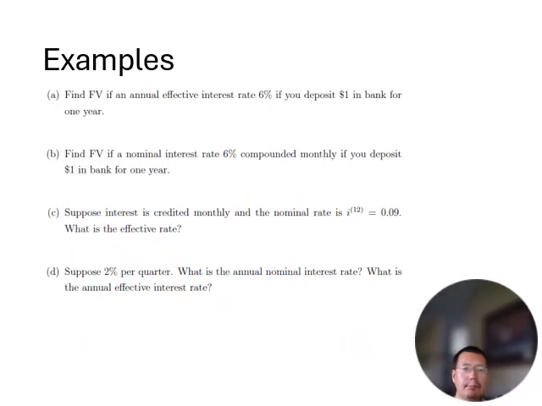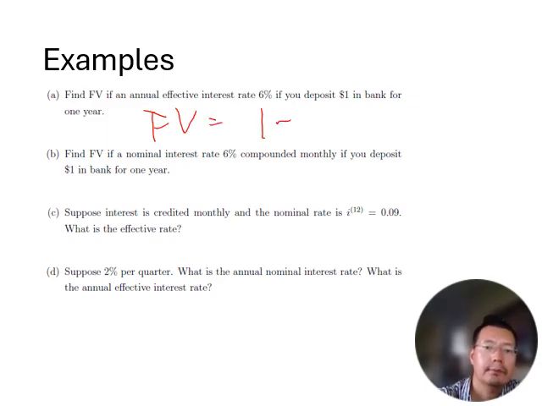Now let's look at some more examples. Example A, find FV, which is the future value, if annual effective interest rate is 6% and you deposit $1 in the bank for 1 year. So this is very simple. We already did this. The effective interest rate is 6%, but it's annual. So in this case, effective interest rate is the same as nominal interest rate. So your future value would be $1 plus 6% times 1, so it's 1.06.